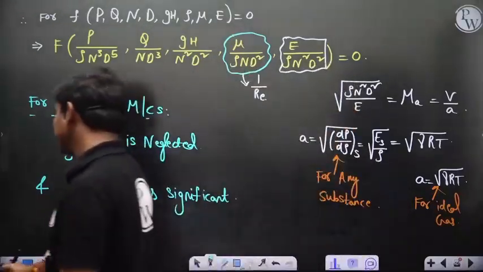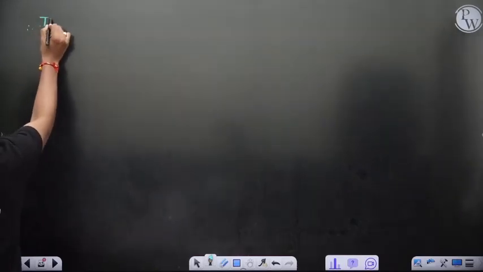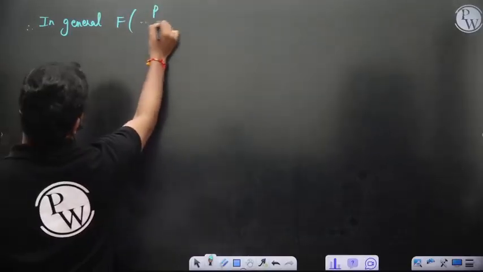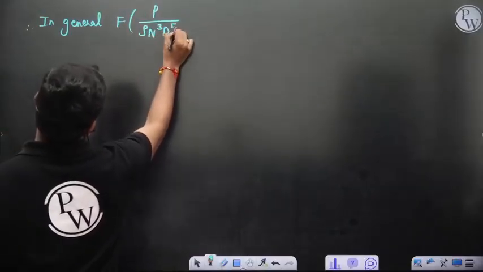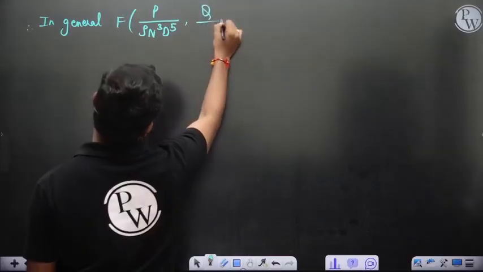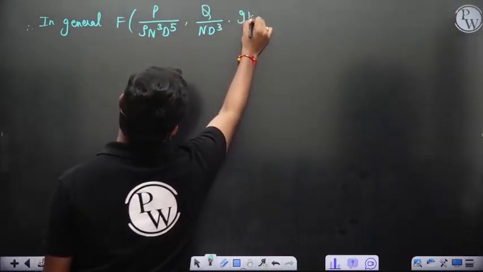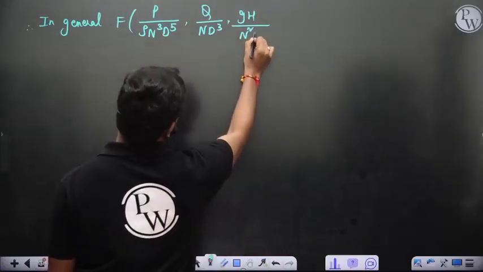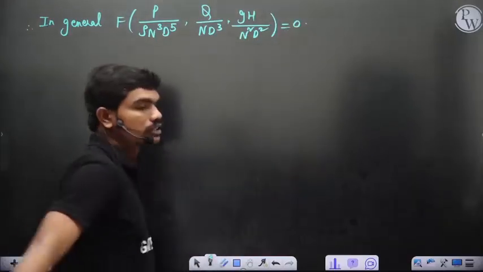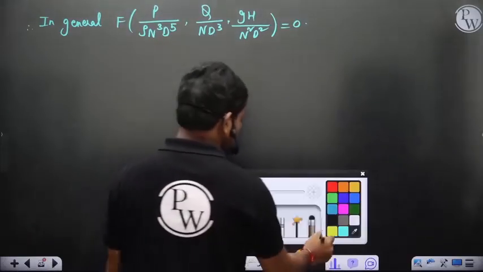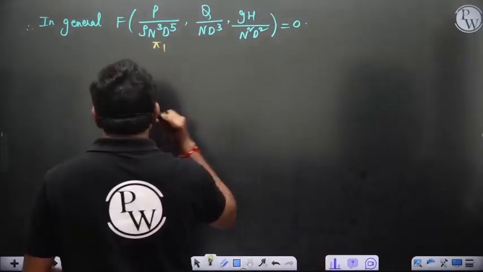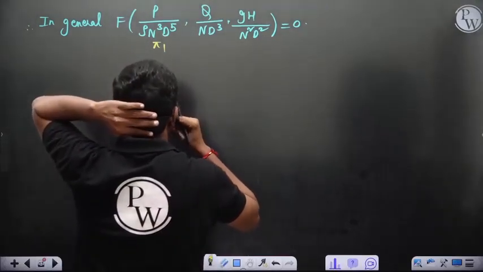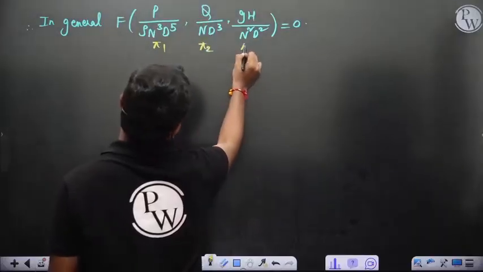So in general, the function of P by rho n cube d power 5, then Q by n d cube, and gH by n square d square is equal to 0. This is the function. So this is like pi 1, pi 2, pi 3, you know. So you have things like pi 1, pi 2 and pi 3.